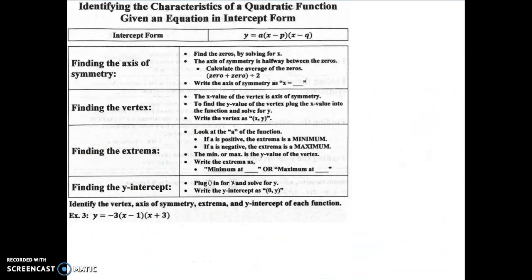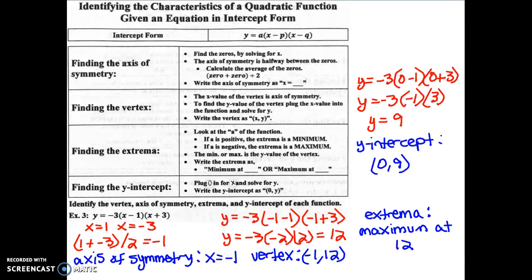Go ahead and try example 3. Press play to see the answer. For example 3, you should have gotten the axis of symmetry is x equals negative 1.